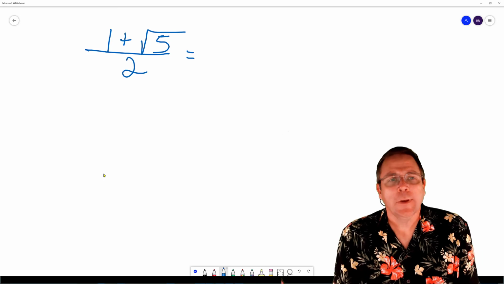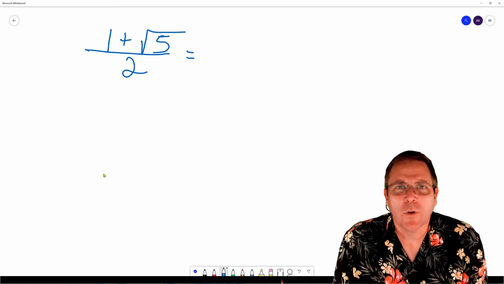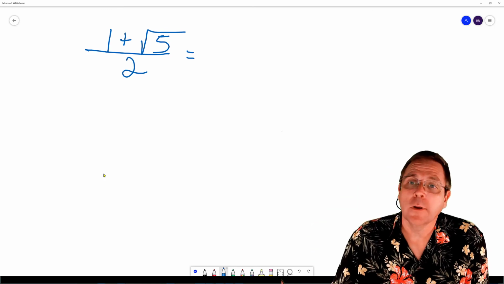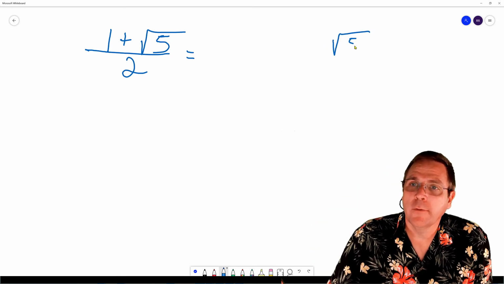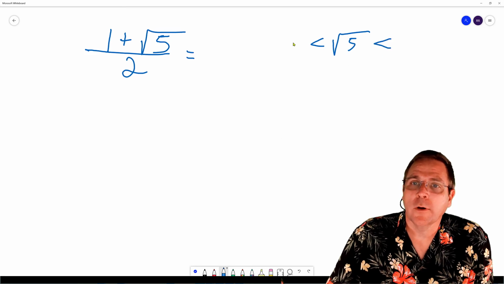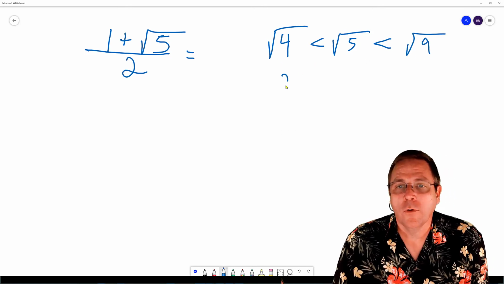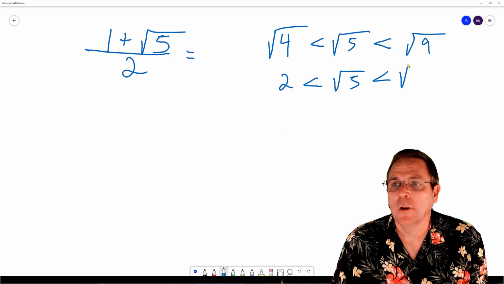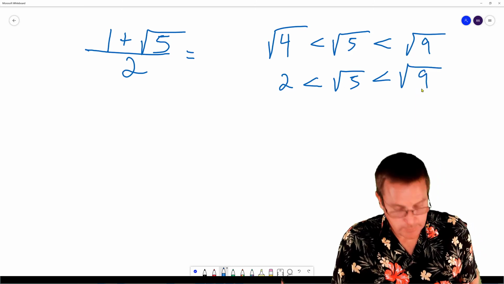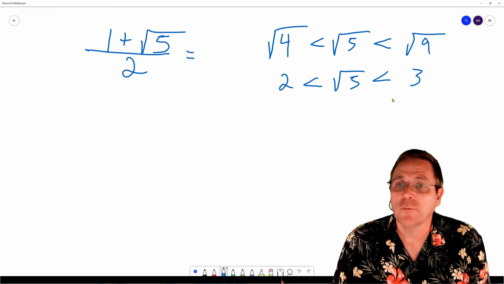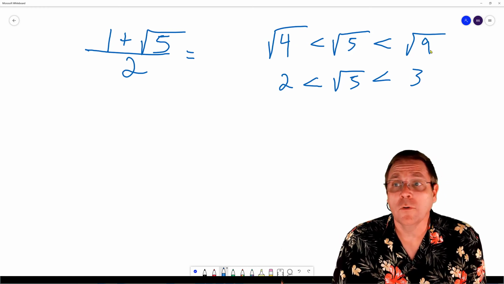Well, let's see. First thing I need to do is come up with a decent estimate for what the square root of 5 is going to be. And to do that, I'm going to start off by looking for the perfect squares that are near it. Well, the square root of 4 is really close to it, and on the other side, you've got the square root of 9. Square root of 4, that's going to be 2. 2 is going to be less than the square root of 5, which is going to in turn be less than the square root of 9. I'm sorry, I shouldn't have put a 9 there. I should have put a 3 there, because the square root of 9 is 3. Now, 5 is closer to 4 than it is to 9. So that means I'm going to say that the square root of 5 is going to be about 2.